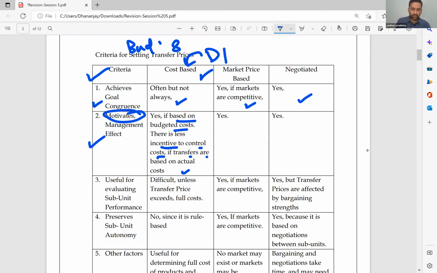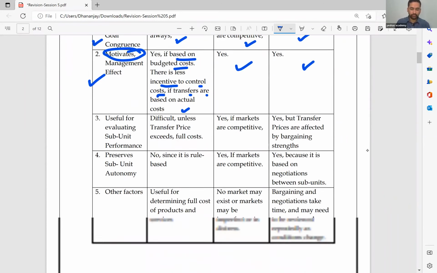If the actual cost is only 7.6 rupee, that is because of the department 1 manager's efforts. If he controls the cost very well, then he can go to the management and say, look, I'm saving 40 paise from each unit, and I have transferred 10 lakh units. That means I've saved 4 lakh rupee. Give me incentive or bonus. This is possible only if he can transfer at budgeted cost. But if he has to transfer at the same actual cost of 7.6, then there is no motivation at all. Market price, definitely yes. Negotiated, also yes.